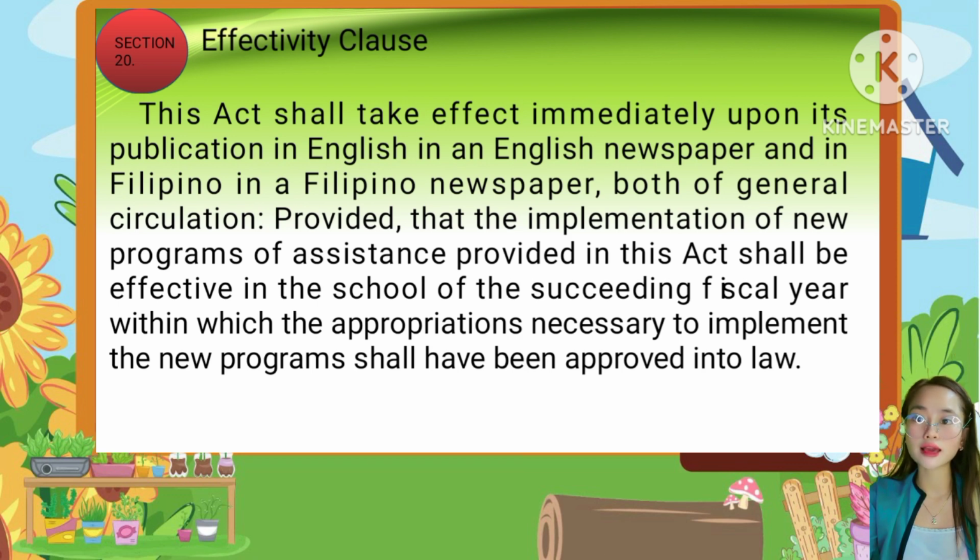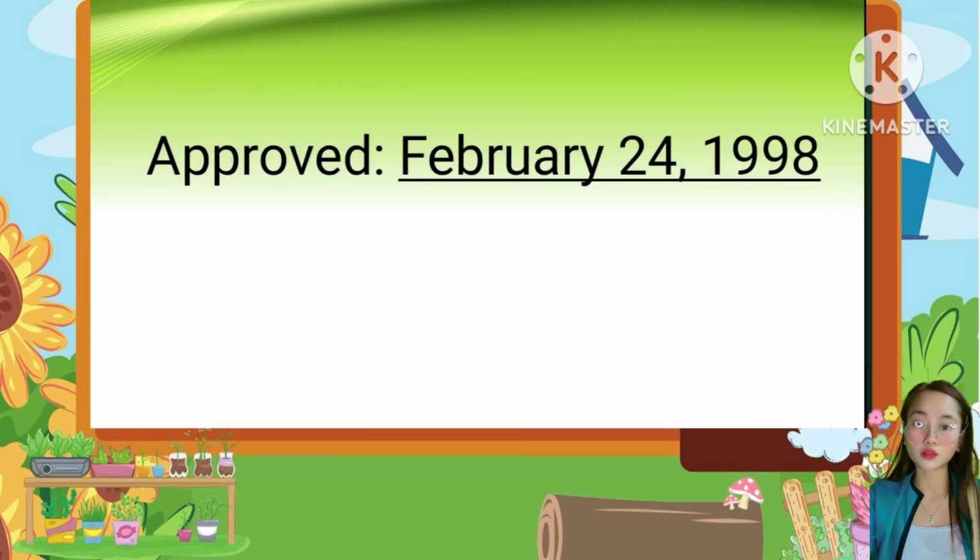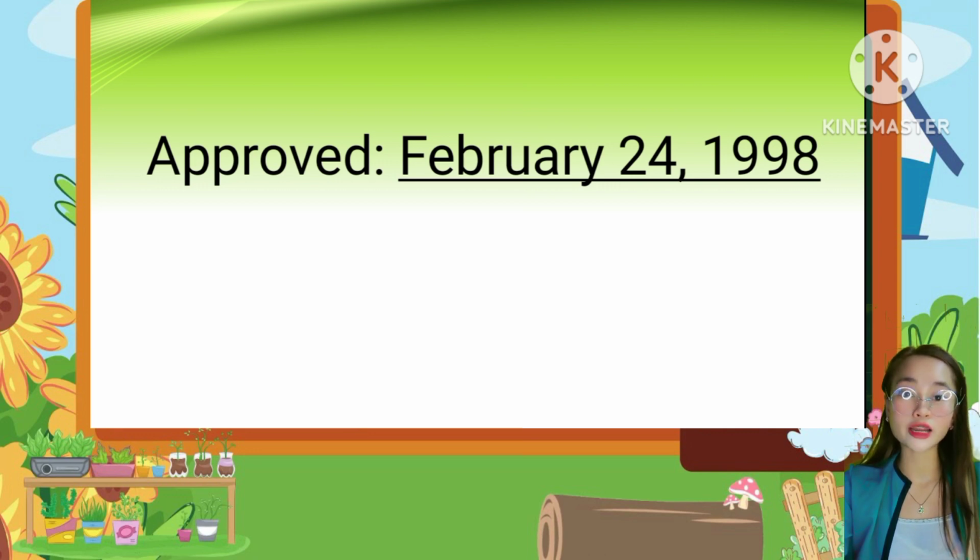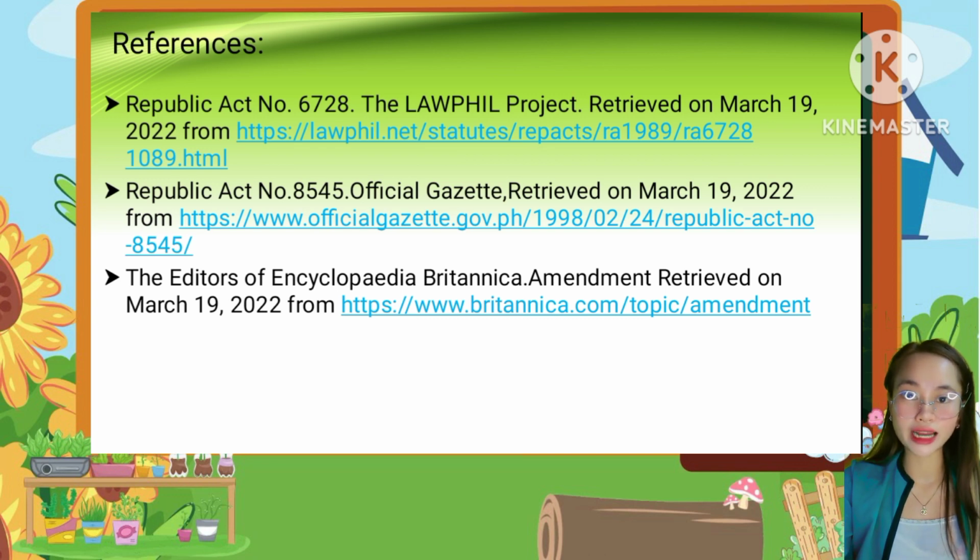So this Act shall take effect immediately upon its publication in an English newspaper and in a Filipino newspaper, both of general circulation, provided that the implementation of the new programs of assistance provided in this Act shall be effective in the school year of the succeeding fiscal year within which the appropriation necessary to implement the new program shall have been approved into law. This Act was approved on February 24, 1998. All data is taken from this reference.